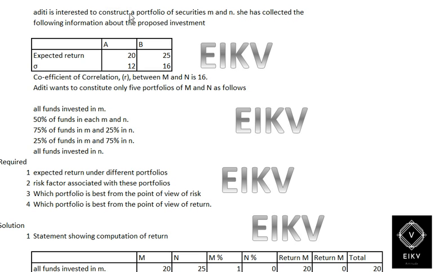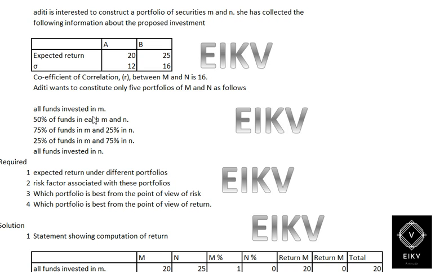So in this illustration, Aditi is interested to construct a portfolio for securities M and N. She has collected the following information about the proposed investments. Investment M and N: expected return would be 20 and 25, standard deviation would be 12 and 16, correlation coefficient between M and N is 0.16.